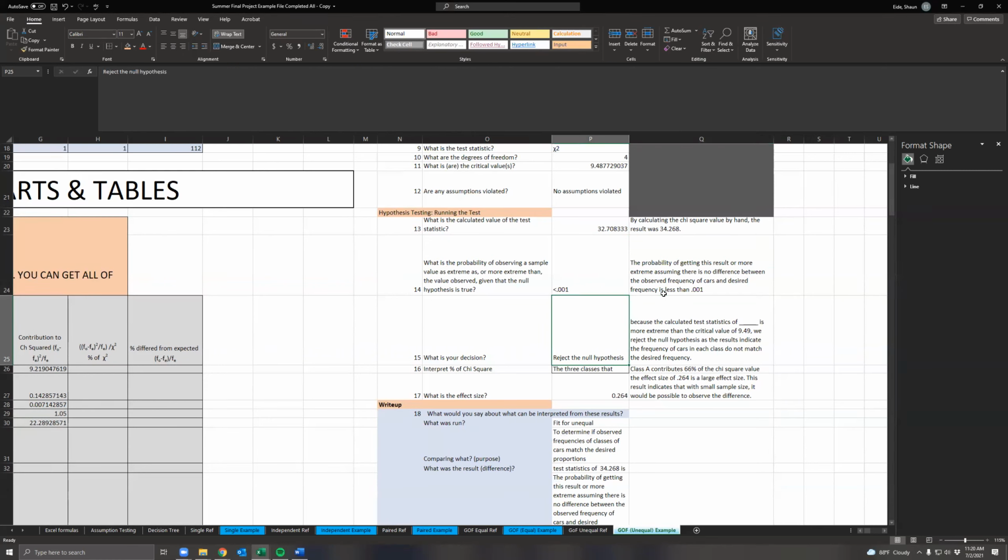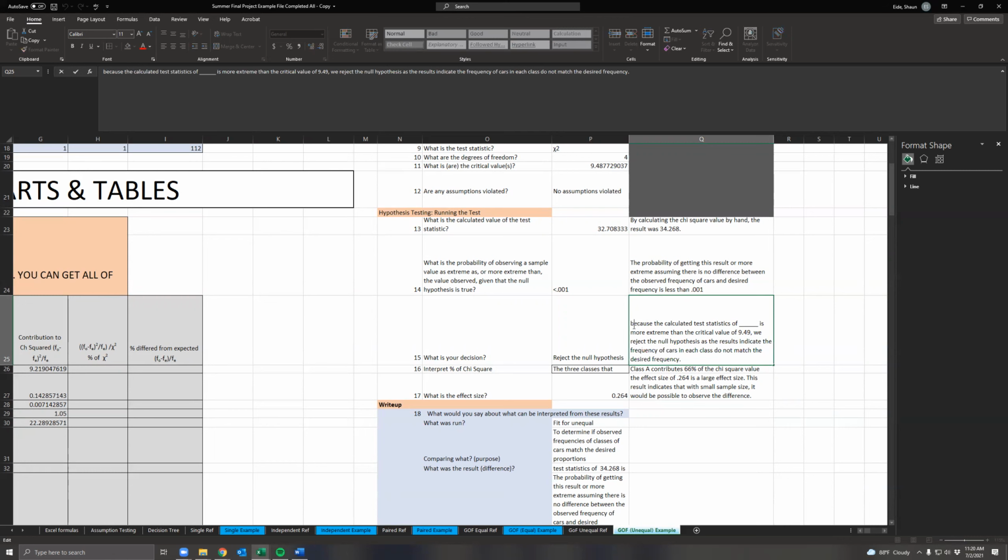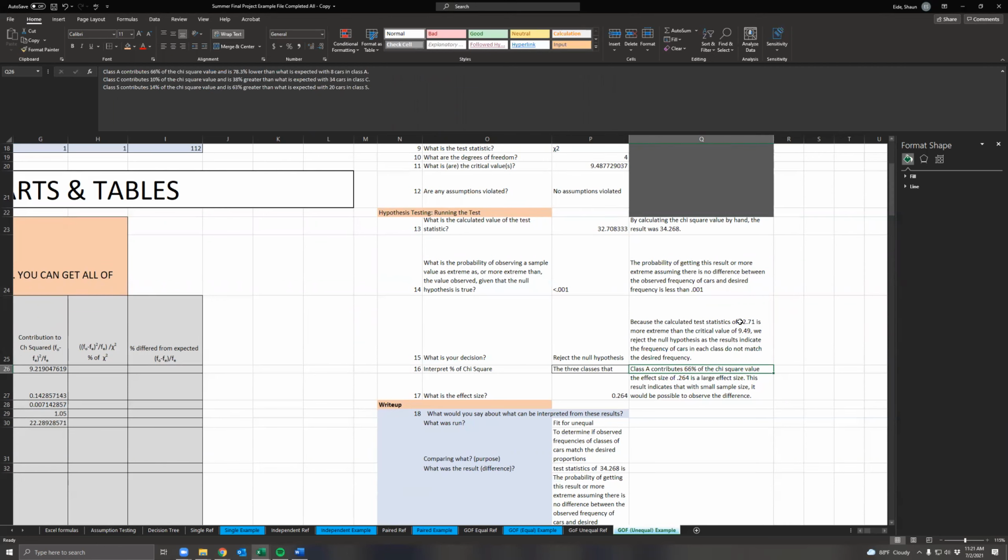What is your decision? Our decision is going to be reject the null hypothesis. And we're going to say, because the calculated test statistic of 32.71 is more extreme than the critical value of 9.49, we reject the null hypothesis as the results indicate the frequencies of cars in each class do not match the desired frequencies. Okay. In other words, there's something off somewhere.